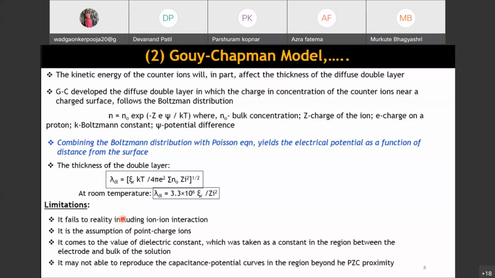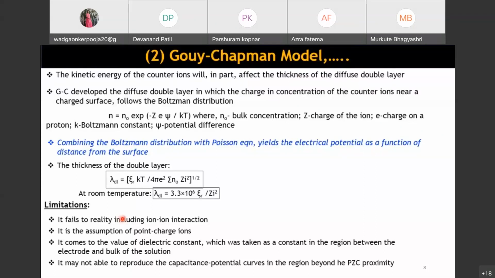And now here we are discussing that we do not have any proper explanation for ion-ion interaction by using this model, and that is why this is the limitation of the Gouy-Chapman model. And now this is nothing but the assumption of point charge ions. Point charge ions means what? Those ions, whatever properties they have, were not predicted clearly.